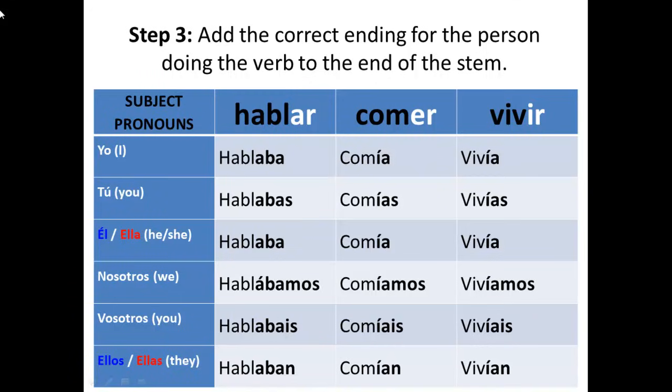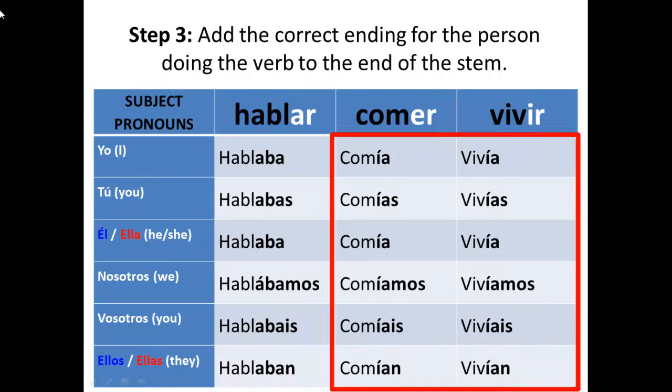Then we have comer and vivir. Comía, comías, comía, comíamos, comíais, comían. And then vivir. Vivía, vivías, vivía, vivíamos, vivíais, vivían. Notice how the endings for ER and IR verbs are exactly the same in the imperfect tense. It's only AR where you have that ABA sound at the end.